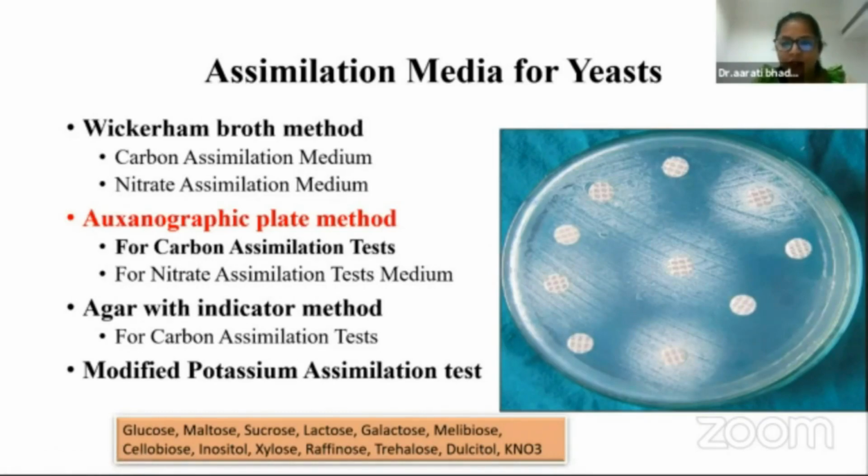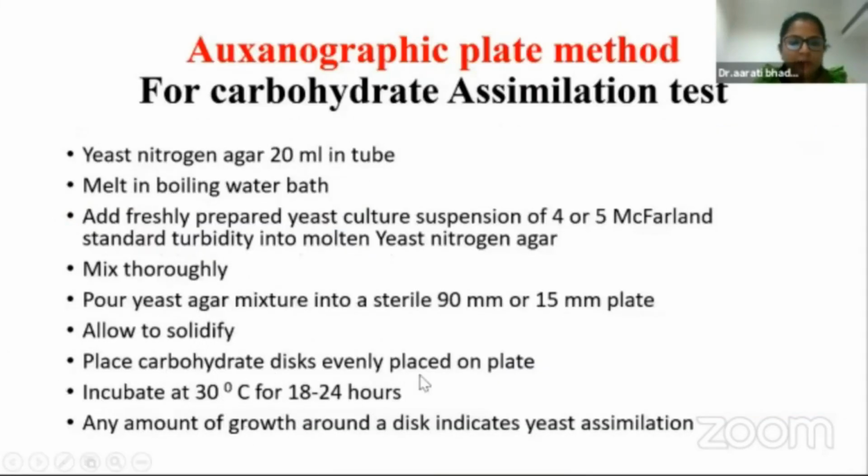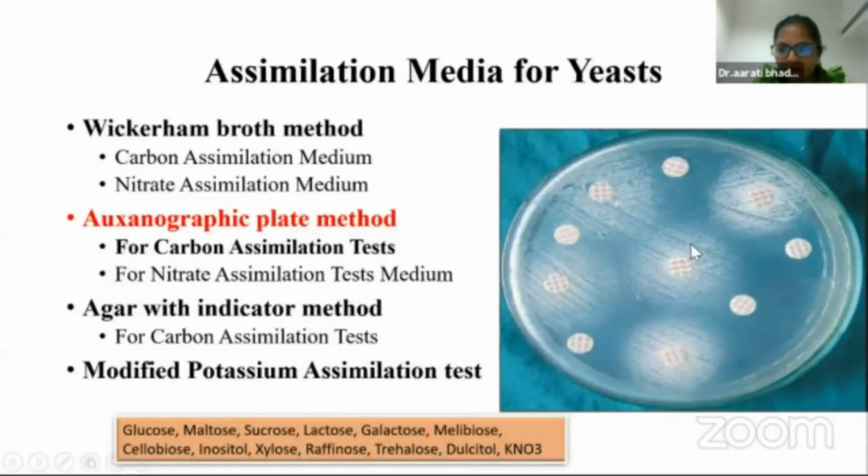So this plate we have prepared with yeast nitrogen base and the suspension of the yeast to be tested. After it has solidified, we have to place the carbohydrate discs evenly on the plate and incubate at 30 degrees Celsius for 18 to 24 hours. After 24 hours, we have to read, and any amount of growth around the disc indicates assimilation. Like here, there is growth around this disc, so this sugar is assimilated, and this sugar is not, because there is no growth around the disc.